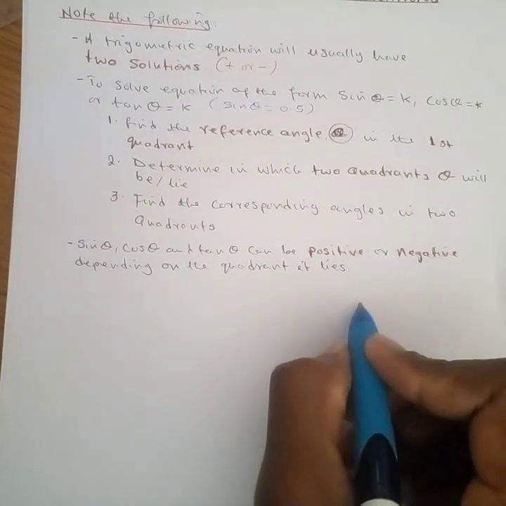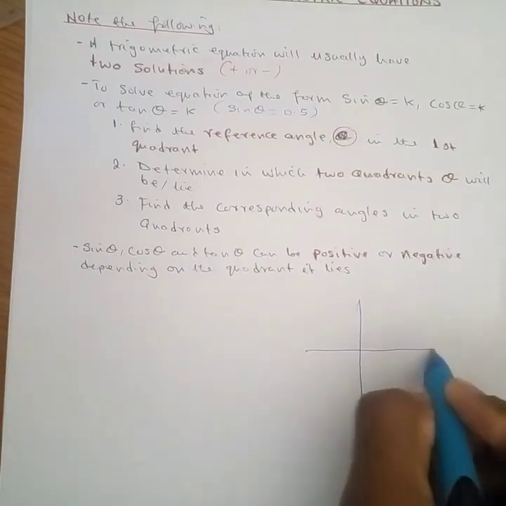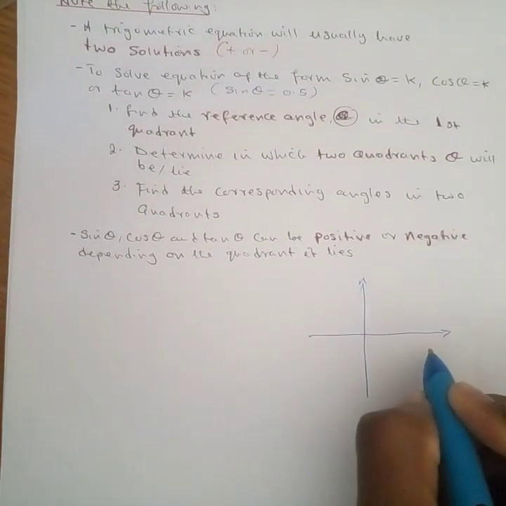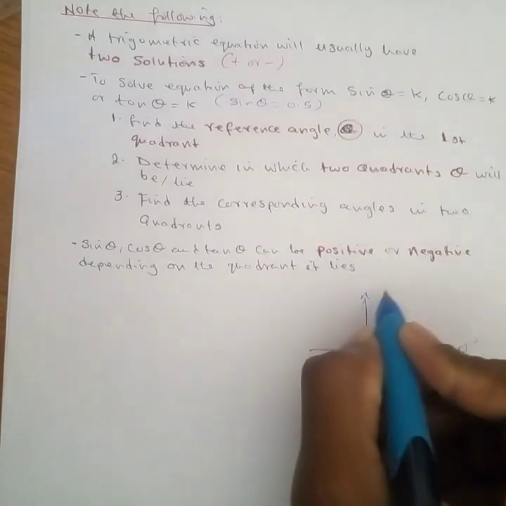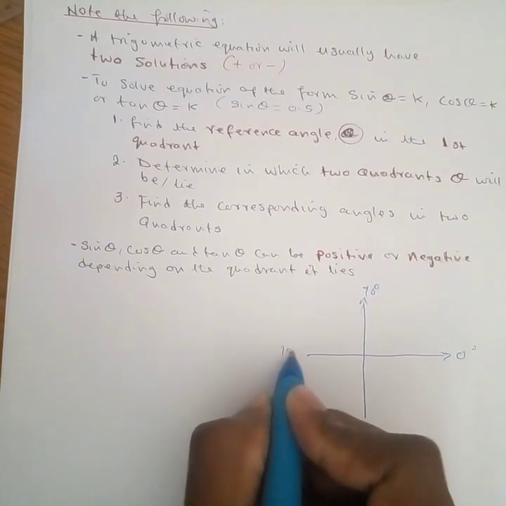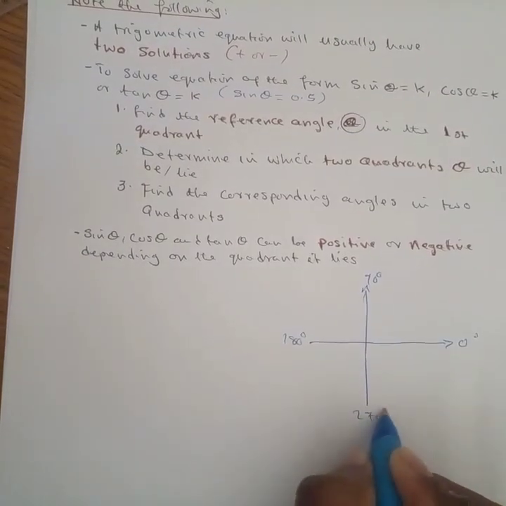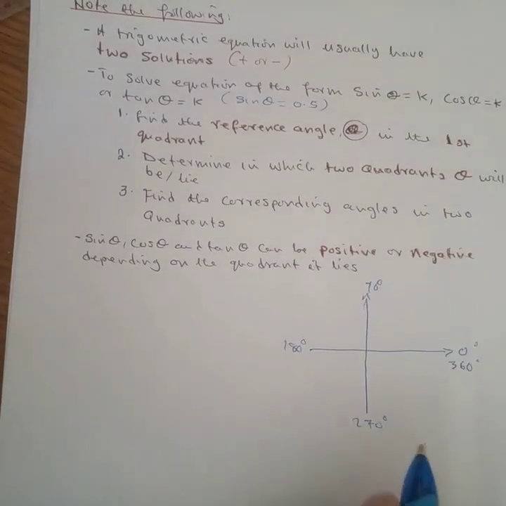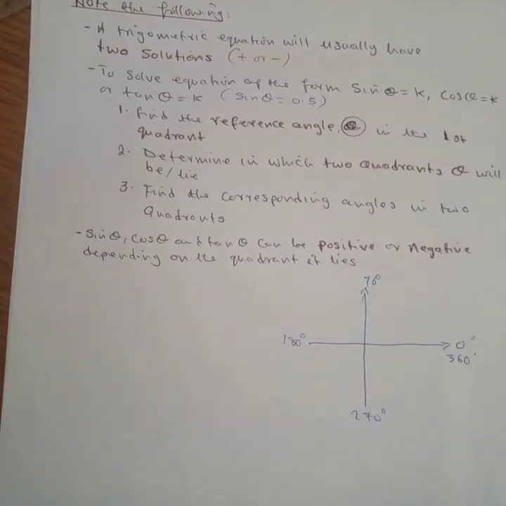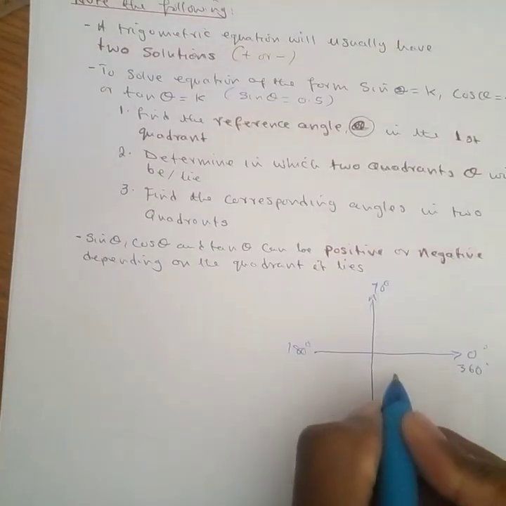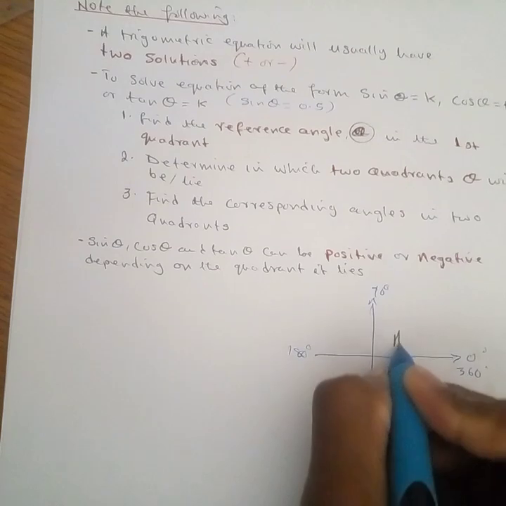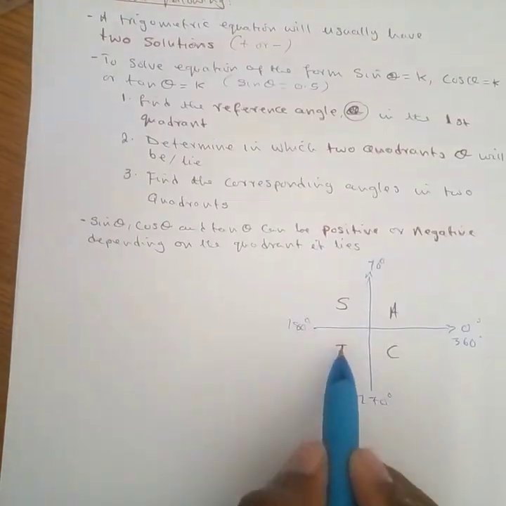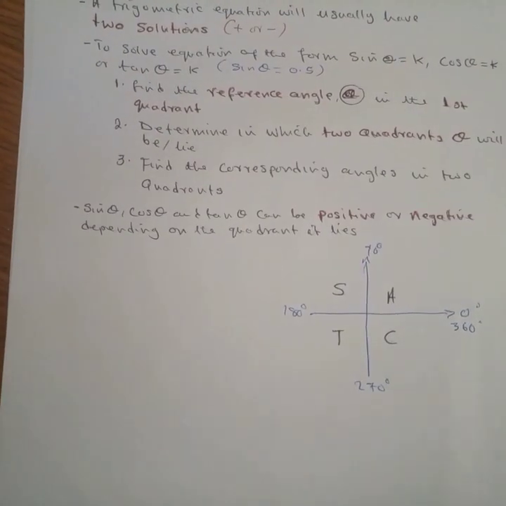So let me just remind you. Let's look at this CAST diagram first. We have 0 degrees, 90 degrees, 180 degrees, 270 degrees, and 360 degrees. In the CAST diagram, we can name it C, A, S, T: All Students Take Calculus. Remember that concept, all students take calculus.